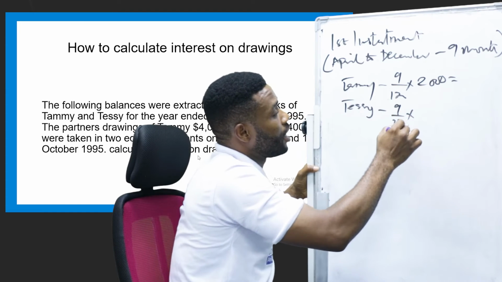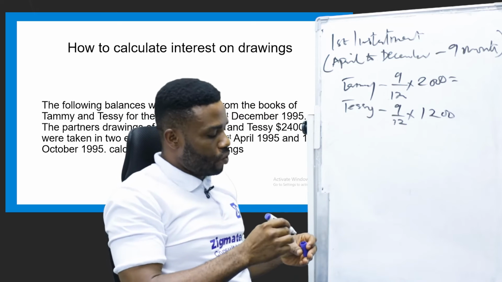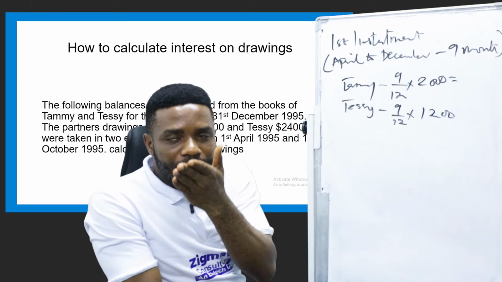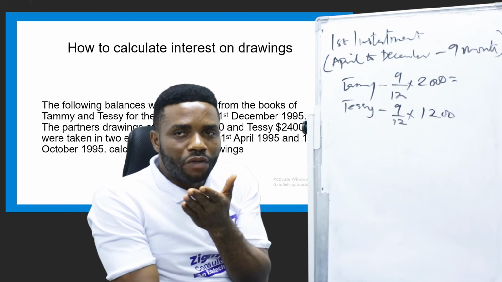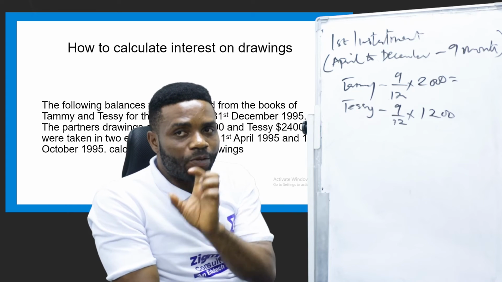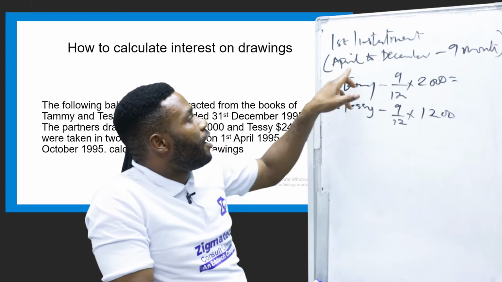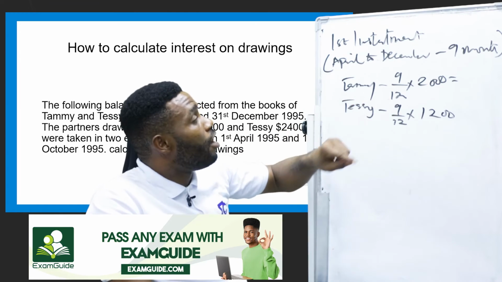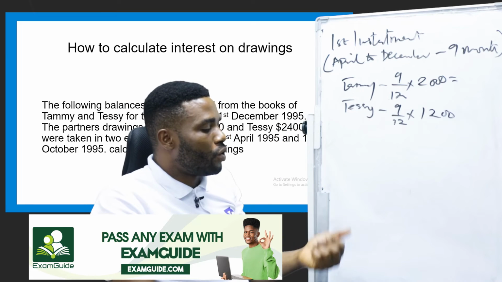1,700. Is it 1,700 or 1,200? 1,200. How did I arrive at 2,000? Divide the 4,000 by 2 because the drawing was made in 2 installments. The first installment, he took 2,000 and he took it around April. So we are looking at it in the context of that year from April to December.